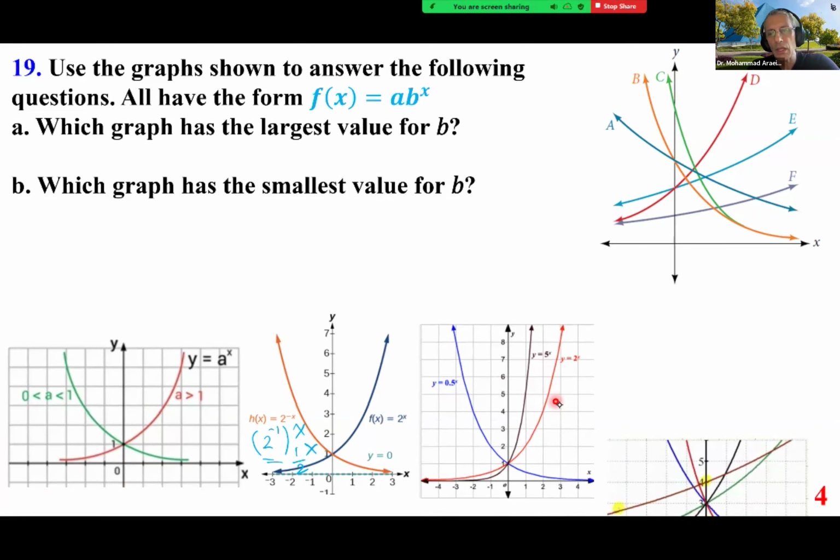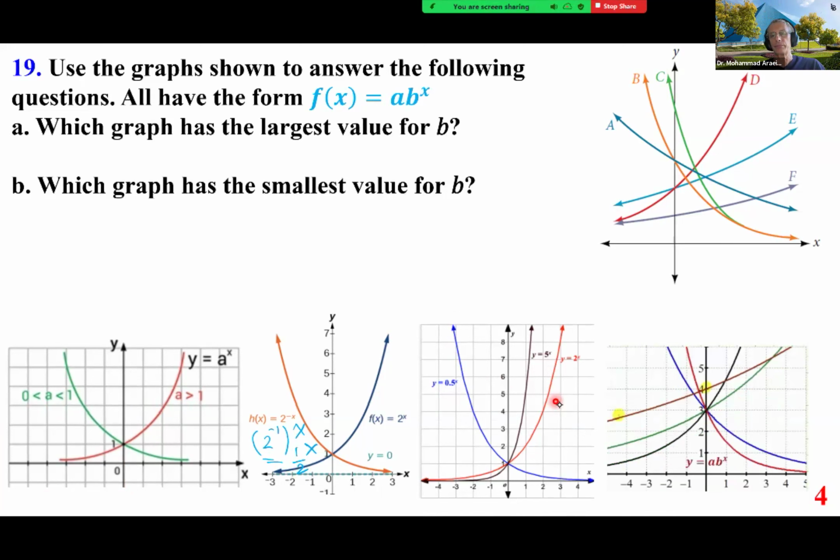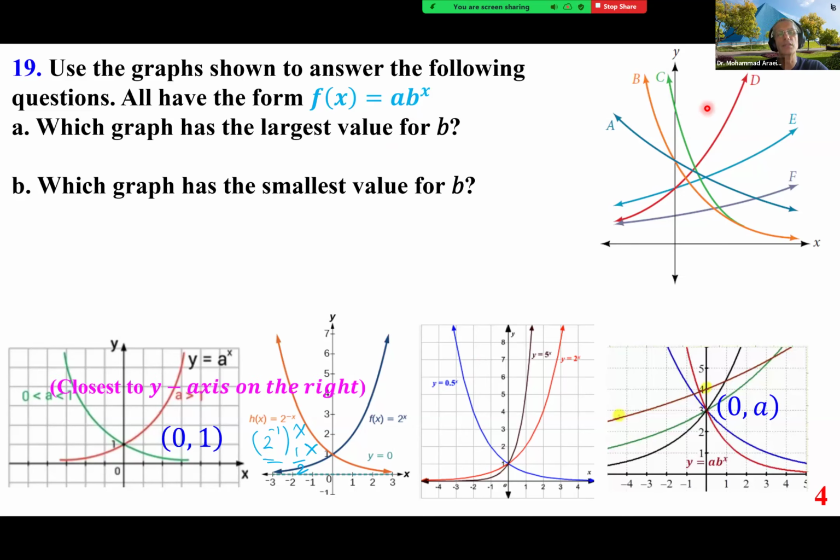Now, first and foremost, this is located at (0, 1), okay? Whereas this one, it's located at (0, a), y equals a times b to the power of x. Second, if you go back to this graph, when the base gets larger, the y gets closer and closer to the y-axis. So, which graph has the largest value of b, the base? The one that is closest to the y-axis from the right side.